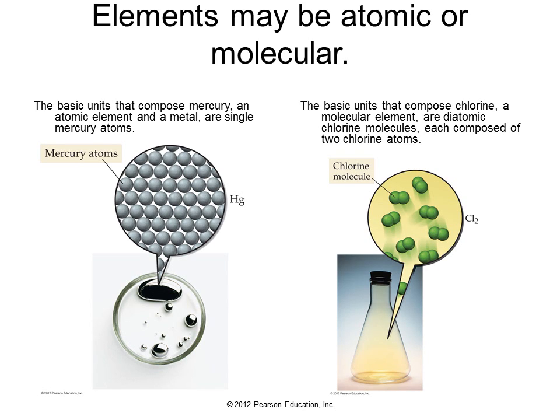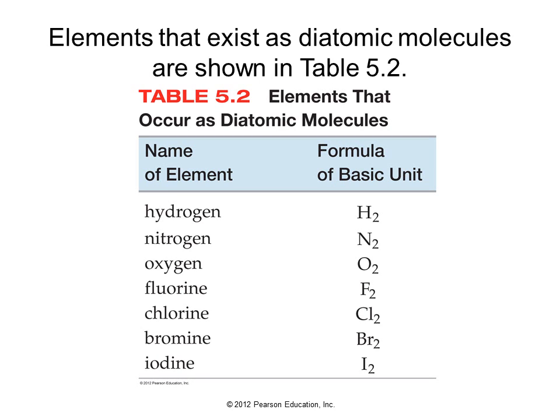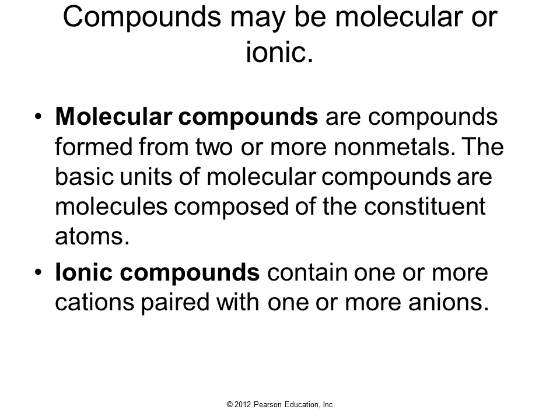Here's a picture of mercury, which is single atoms of mercury. On the other end, here's chlorine, which is a diatomic element. This table is important to know if you're not sure whether an element should be represented as diatomic. So these are the elements, mostly gases, and the halogens. Hydrogen, nitrogen, oxygen, fluorine, chlorine, bromine, and iodine should all be diatomic, with subscript 2 in their basic unit.